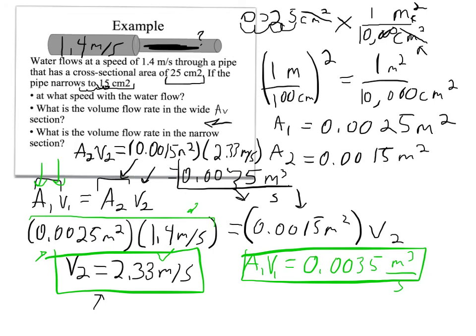Sorry, that slide got a little sloppy. But the point here is I got the same thing for both, which is what the principle of continuity tells me. It says A1V1 equals A2V2. So they should both be the same. And that's it. Hopefully this idea is simple enough that it didn't throw you off too bad.